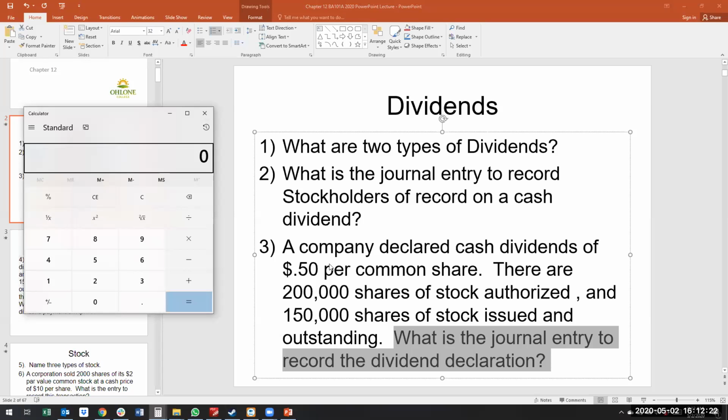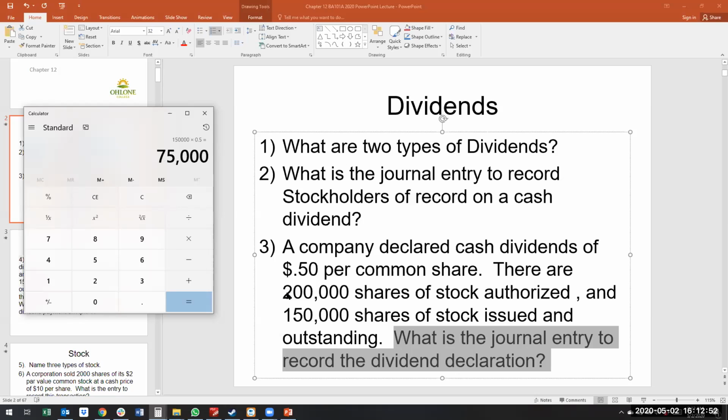We're going to multiply the dividends 50 cents per common share. Are we multiplying it by shares authorized or shares outstanding? That's the real question here, right? So is the 50 cents multiplied by the 200,000 or the 150,000? Issued and outstanding, 150,000 times 0.5.